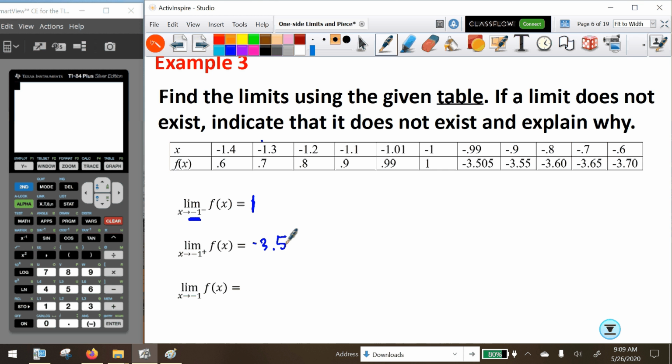They're not approaching the same number. So the limit of the function f of x as x approaches negative 1 does not exist. And this is because the left and right hand limits don't agree. They're not the same.